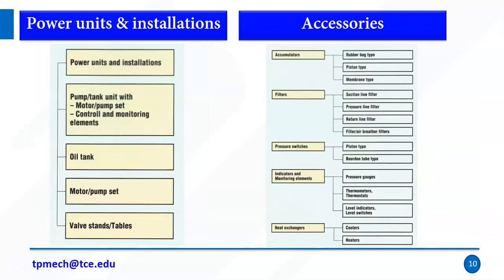In terms of power units, it may be the power pack or oil tank or other power sources. And then accessories, we may have an accumulator or filter. Sometimes, in order to remove foreign material, we can use filters, right? And then pressure switches, indicators and monitoring elements, heat exchangers. Hydraulics is sensitive to temperature, so to avoid temperature variations, we use heat exchangers, right?